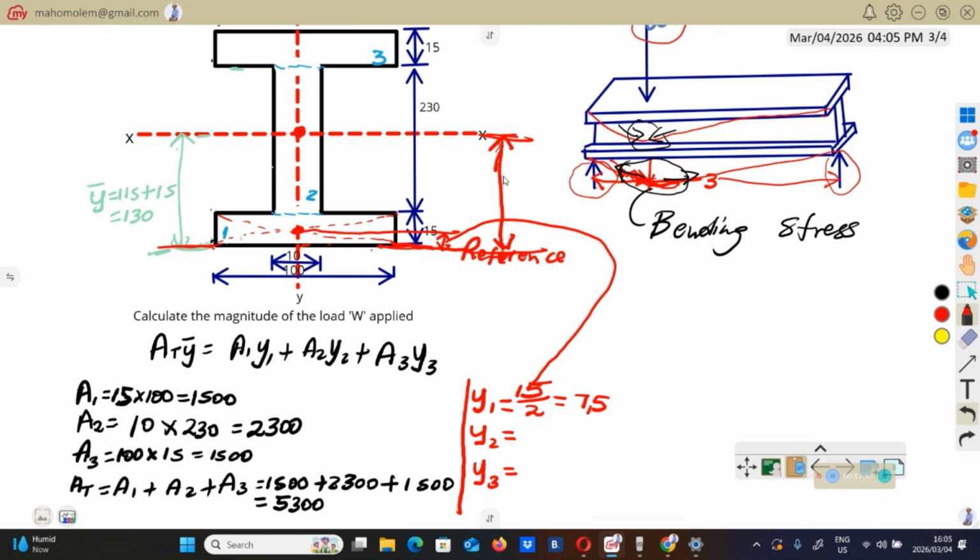So from here to there is going to be y2. So how much will this y2 be? This y2 will be this distance here from here to there, which is 15, plus this distance from here to there, we said it's 115. So that 15 plus 115 is 130.